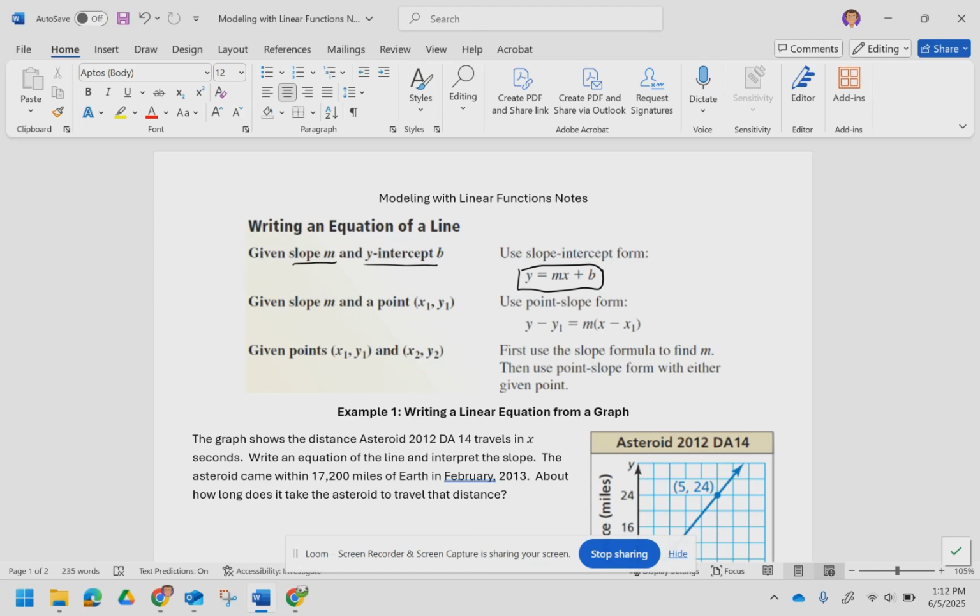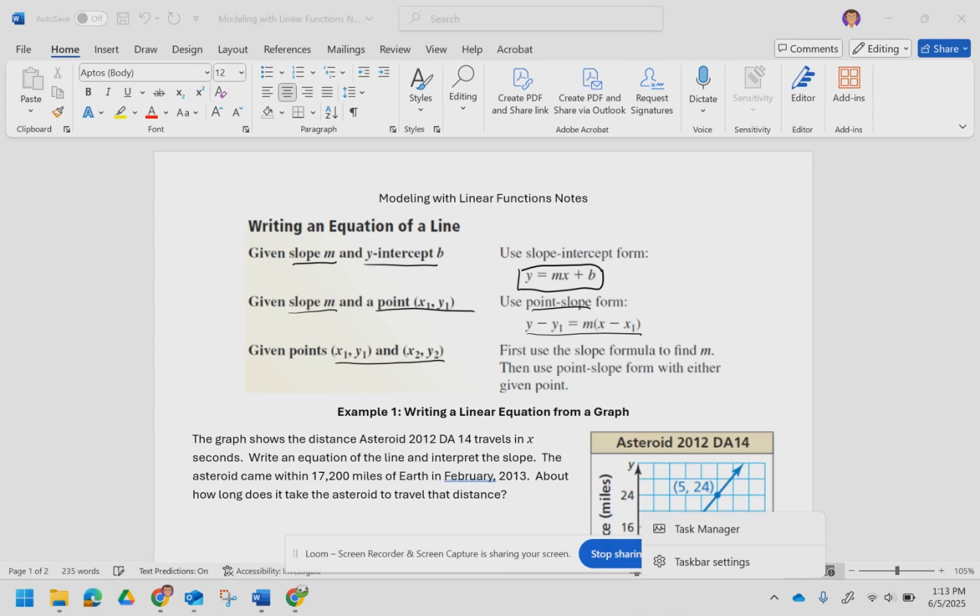Sometimes we don't get that information, and so we need to use point slope form. Point slope form you will use when you are given the slope and a point to use. Okay, and then we can use this equation and we can solve it for y to determine the equation of our line.